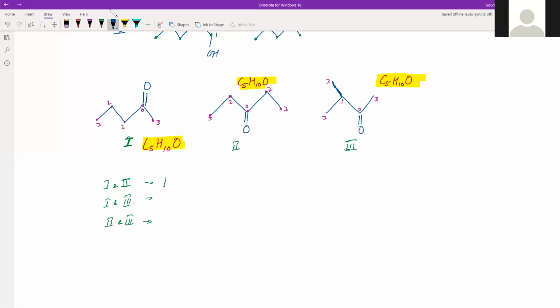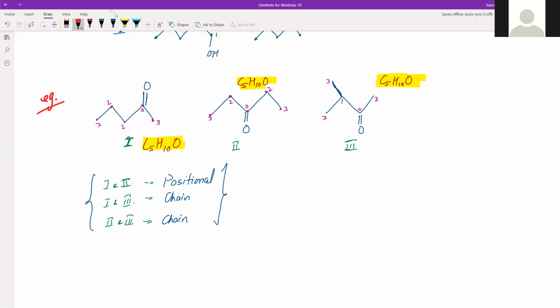So this one, these two are positional, and these two are chain isomers. This is very important to understand, and this example was to make sure that we understood the concept of chain isomers and positional isomers.